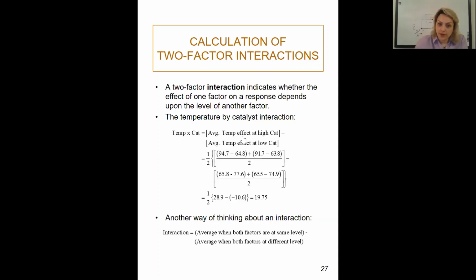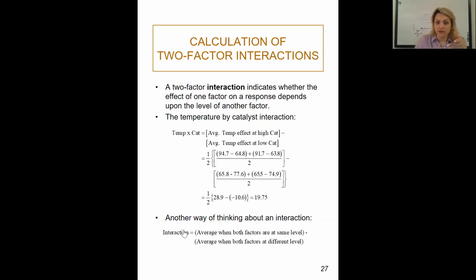We will say average temperature effect at high catalyst, minus the average temperature effect at low catalyst. So you can see that what we did is that we would say, for example, 95.7 minus 64.8, and then when you subtract this, divided by 2, minus the value. So we can find out the temperature times catalyst interaction, the value is going to be 90.75.